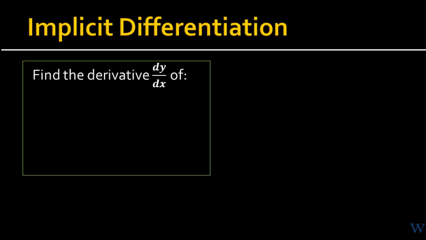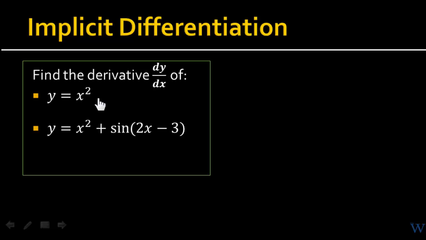Suppose we are asked to find the derivative dy by dx, or sometimes we want to refer to it as y prime, of, say, y is equal to x squared. We say that y prime is equal to 2x, right? Okay, what about this? y prime is what? 2x plus the cosine of this argument, 2x minus 3. And then we don't stop there. We multiply by the derivative of the inside, which is times 2. So sure enough, we can get the derivative of all these.